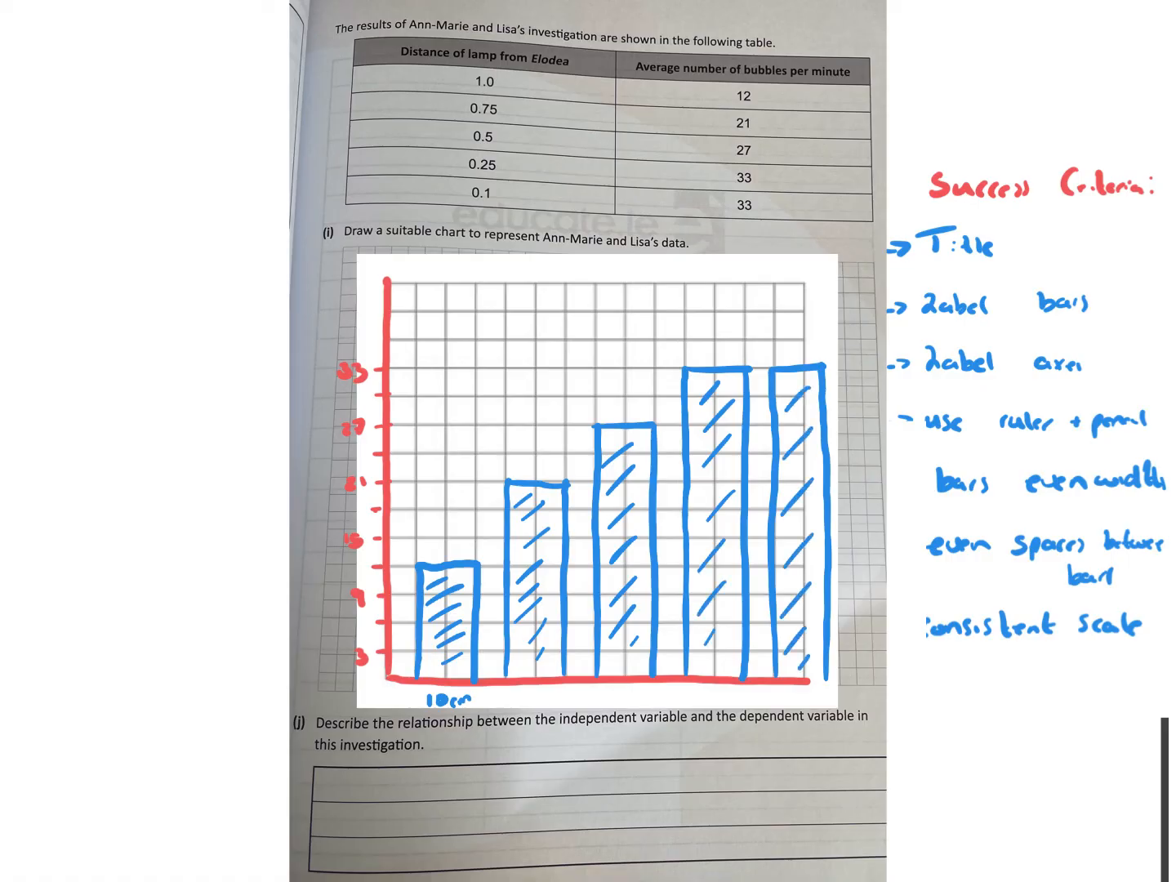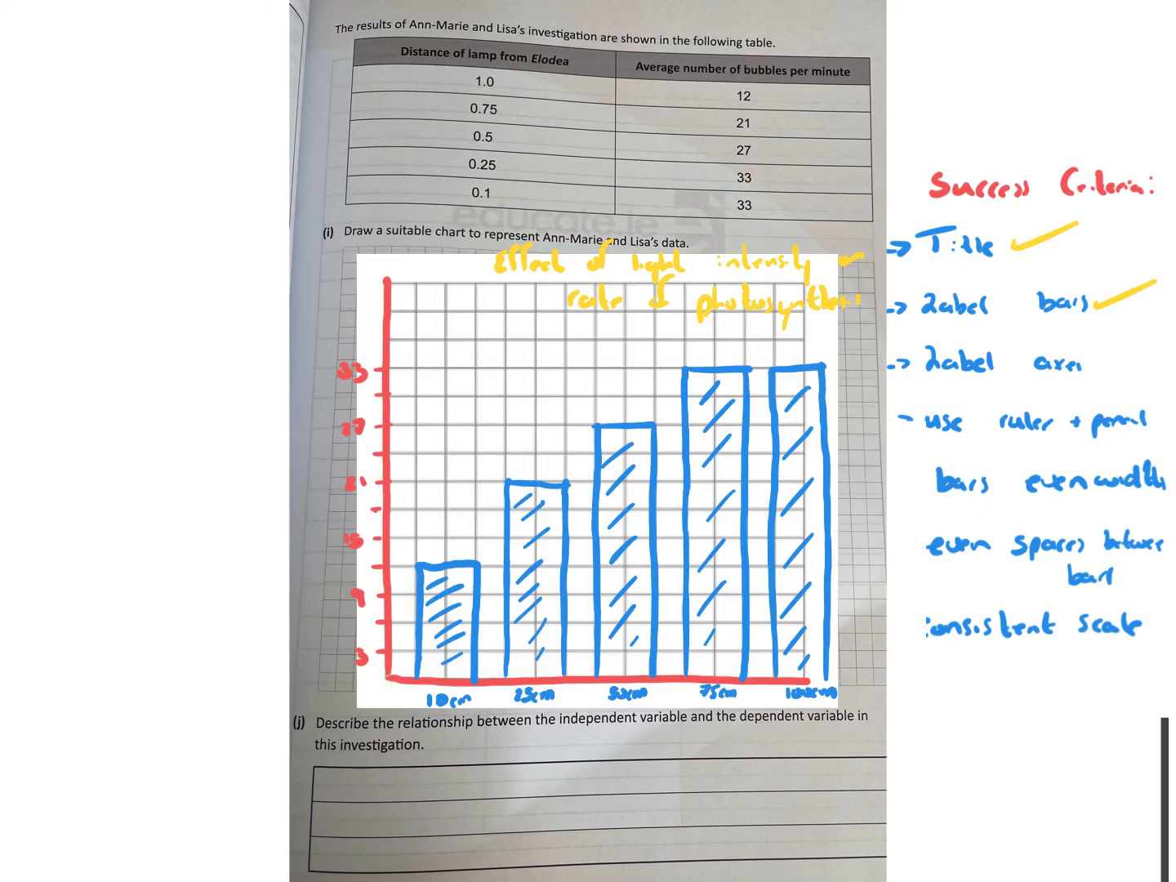So let's check our success criteria. Well, first of all, I haven't labeled all the bars. So I've labeled all the bars, that's good to go. I haven't given it a title, so I need to go back and give it a title. So I'm going to say the effect of light intensity on rate of photosynthesis. So the title is there.